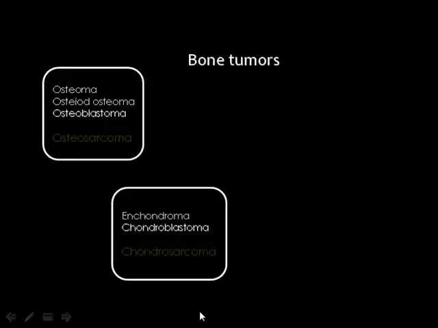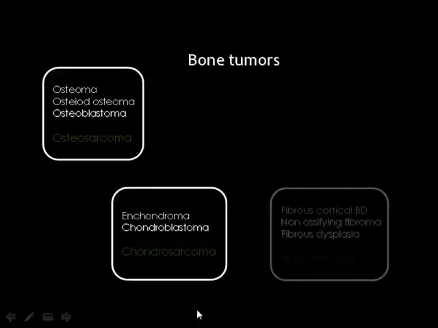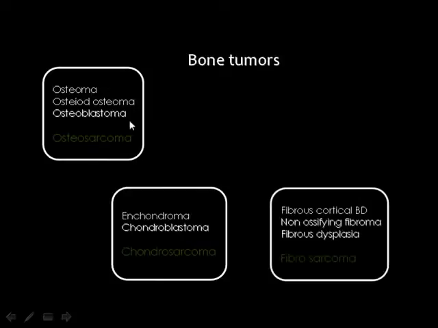And this is the classification of bone tumors written in the books. You have three types of cells: the osteoblast, the chondroblast, and the fibroblast. Benign lesions of the osteoblast include osteoma, osteoid osteoma and osteoblastoma. The malignant one is the osteosarcoma. The chondroblast: enchondroma and chondroblastoma. The malignant one is chondrosarcoma. The fibroblast: fibrous cortical bone defect, non-ossifying fibroma, and fibrous dysplasia, which sometimes is included within the category of bone tumors, and the malignant part is the fibrosarcoma.